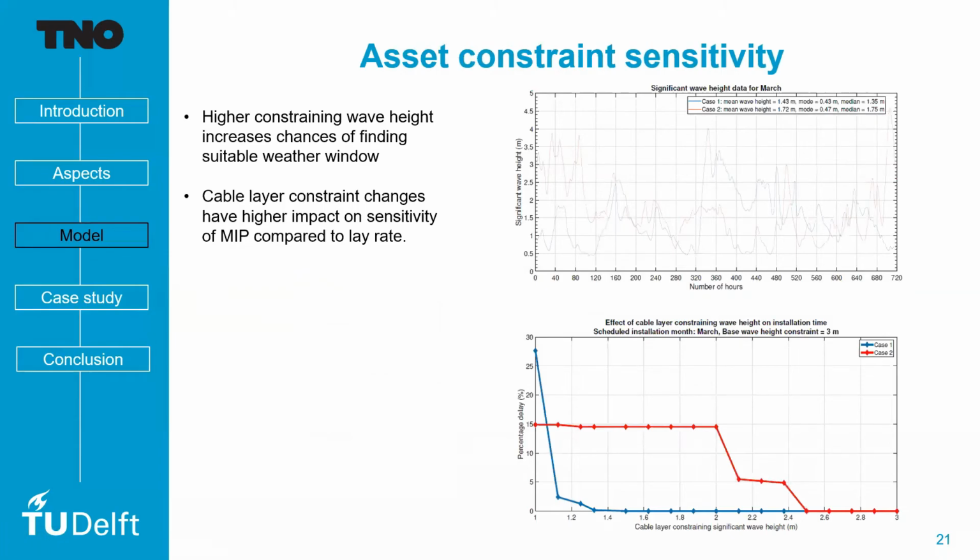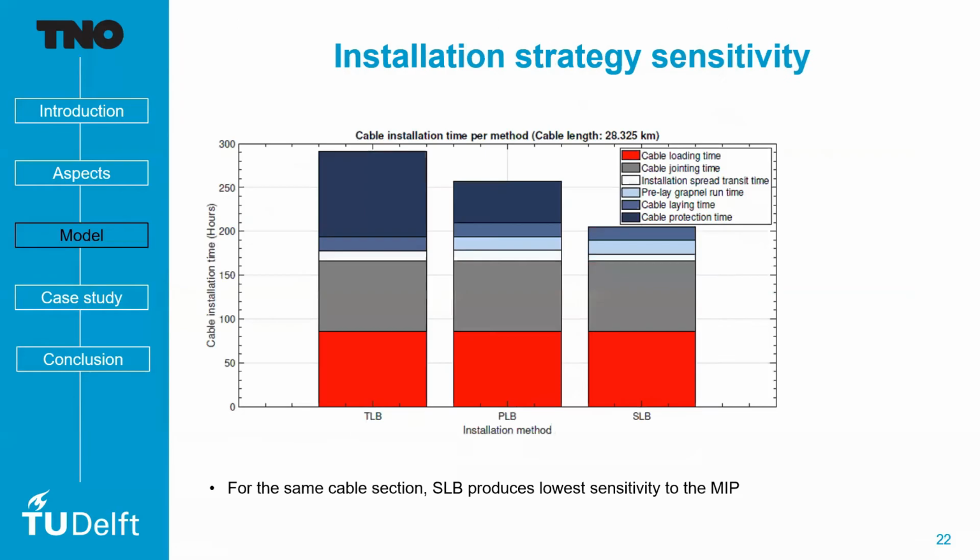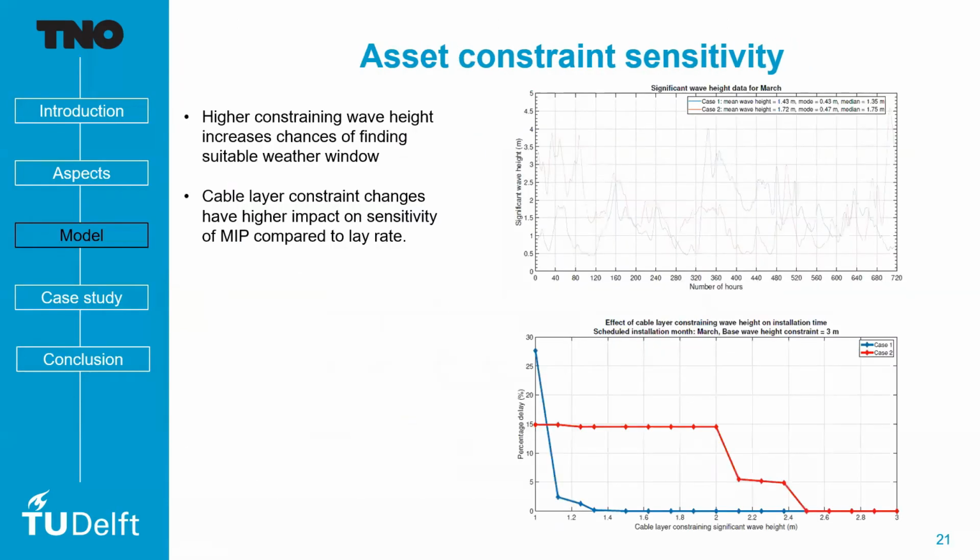So asset constraint sensitivity. So what if you change your vessel, and what if you change the significant wave height that impacts the vessel during a certain time? So how does that impact your MIP? Well, the results indicate that this affects the MIP very inconsistently. So it's very randomized, as you can see from the graph.